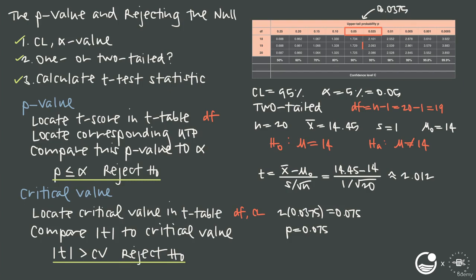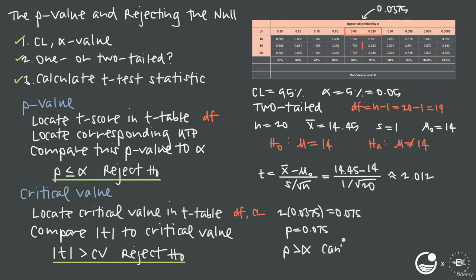So for a two-tailed test, we double this value that we find, and then we compare that doubled value directly to alpha. In this case, alpha is 0.05 and P is 0.075. So within this particular set of circumstances, P is greater than alpha, which means that we'll fail to reject the null.